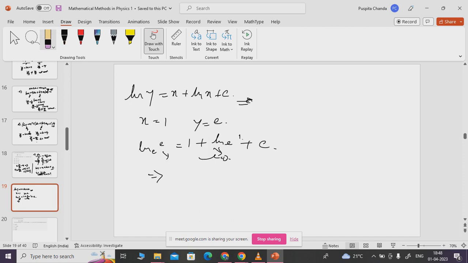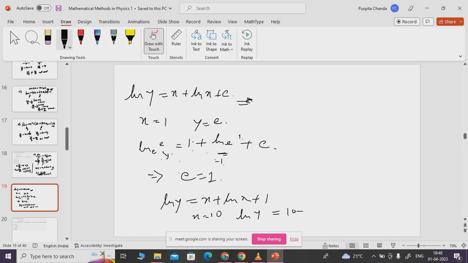Basically 1 minus 1 is 0, so c is equal to 1. So this equation is ln y equals x plus ln x plus 1. So when x is equal to 10, ln y is equal to 10 plus ln 10 plus 1.